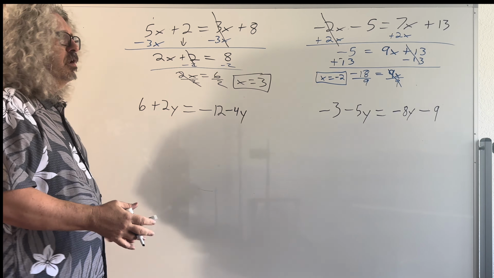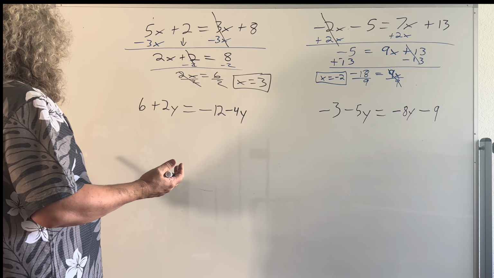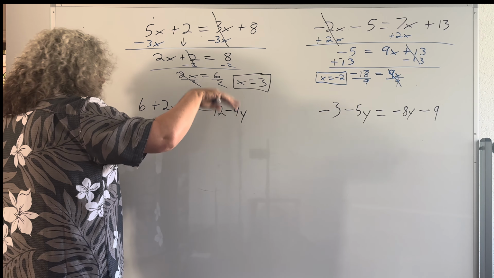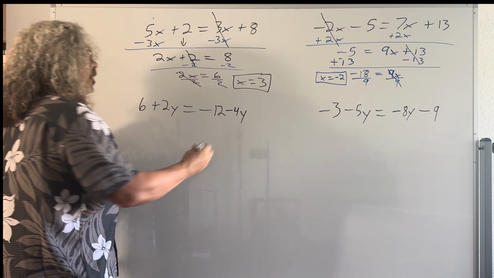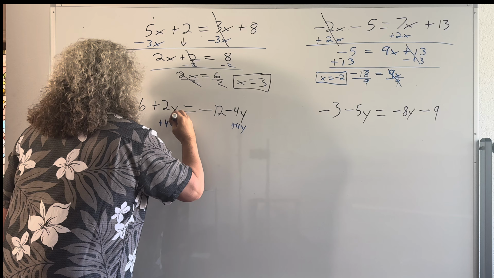Let's look at this one. Let's start with the y's. When I look at the y's, I like to keep them positive. So if I go minus 2, I've got a negative and a negative. I might make a mistake. But if I go plus 4, cool, they stay positive. So I'm going to go plus 4y, and I'm going to go plus 4y.